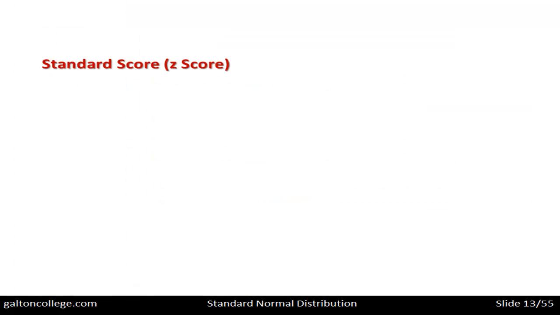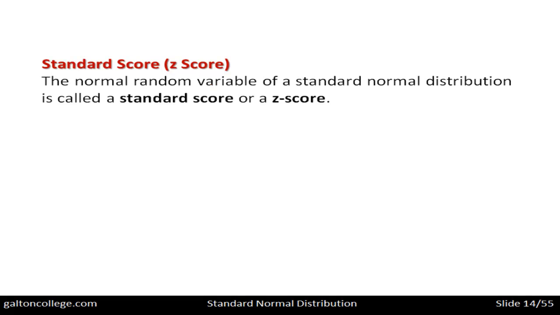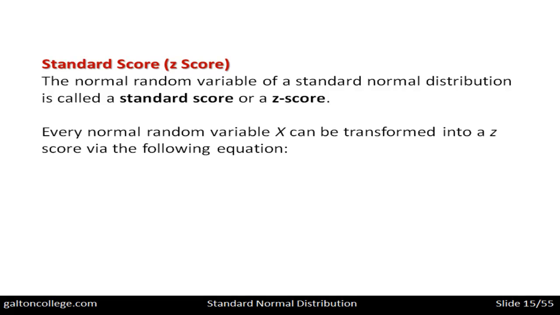Now, how do we use this? Well, we use the standard score, known as the z-score. The normal random variable of a standard normal distribution is called the standard score, or a z-score. Every normal random variable x can be transformed into a z-score via the following equation. So that's the equation that gives us our z-score.